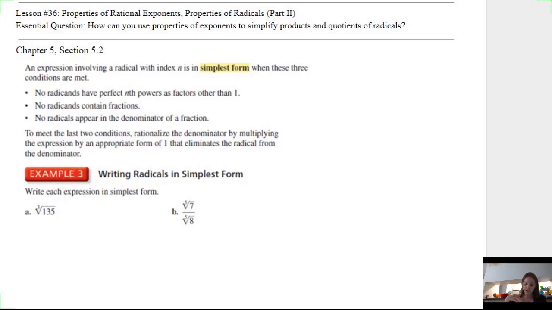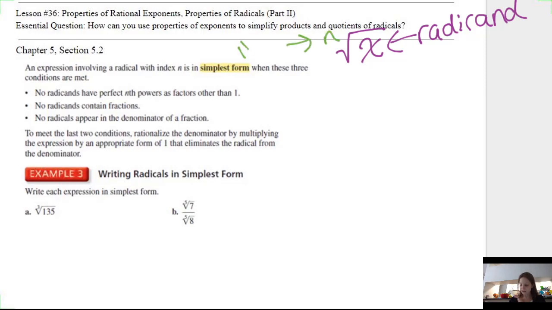Condition number 1. No radicands have perfect nth powers as factors other than 1. Okay, radicand is the expression inside the radical. This is the radicand, and n, or the nth root, that is called the index. So no radicands can have perfect nth powers as factors other than 1.